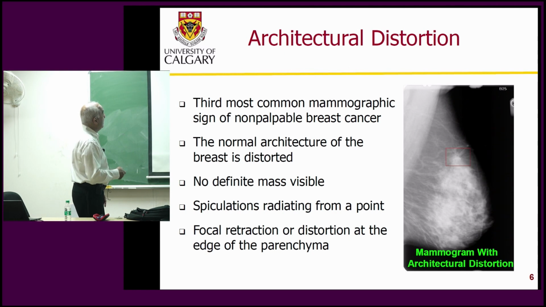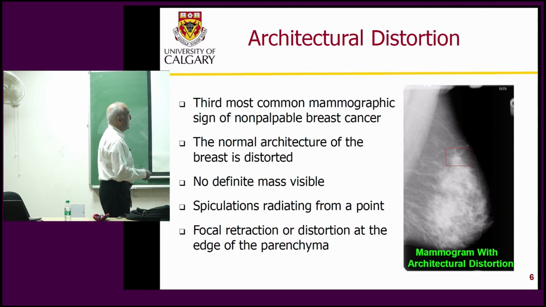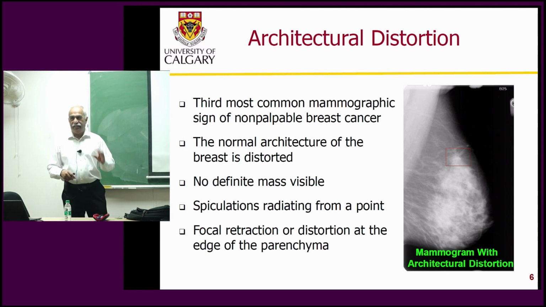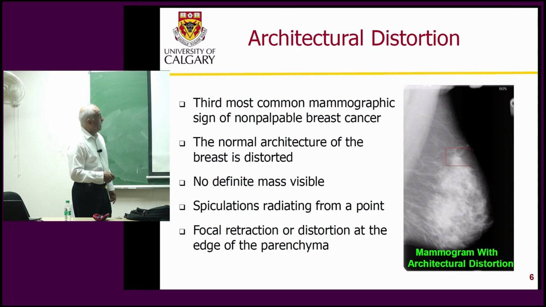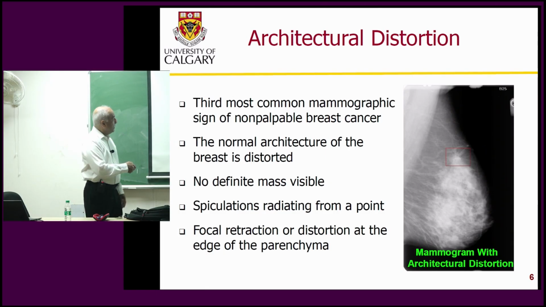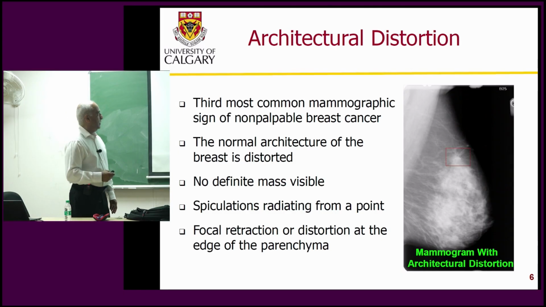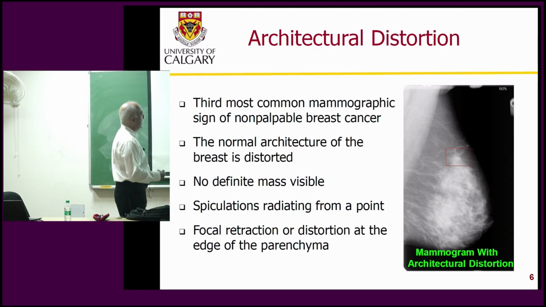So it is the third most common mammographic sign of non-palpable breast cancer. That is, breast cancer that cannot be felt by hand, by palpation. The normal architecture of the breast is distorted. That doesn't help us. No definite mass visible. That doesn't help us either. Spiculations radiating from a point. That's an important feature or aspect of architectural distortion.